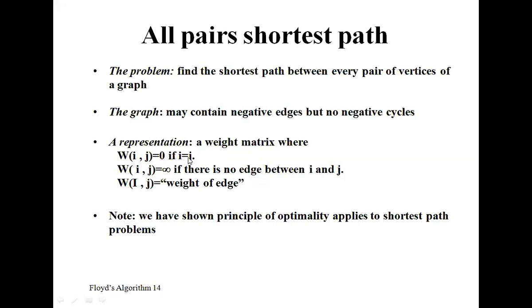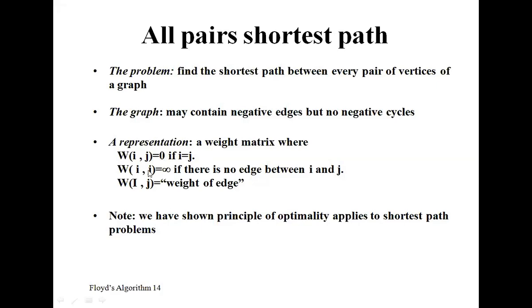i equal to j means, suppose in a graph we have the vertices 1, 2, 3. From vertex 1 to the same vertex 1, what is the distance? From a vertex to the same vertex, what is the distance? 0. So that is why we are saying W of i comma j is equal to 0 if i equals j.